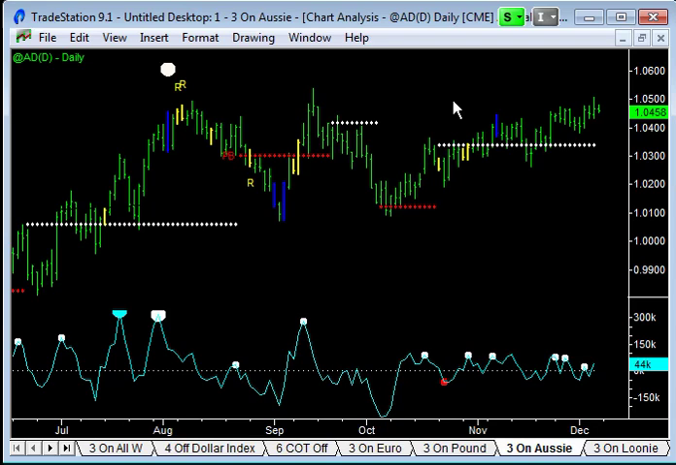The Aussie dollar has been one of the strongest currencies out there over the last several years, just because it supplies all the raw materials into China.